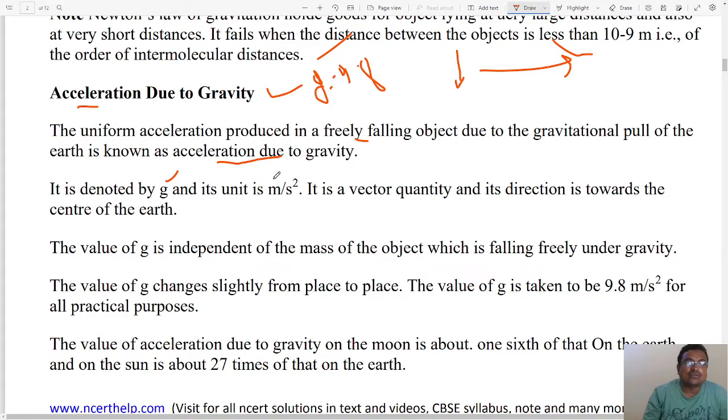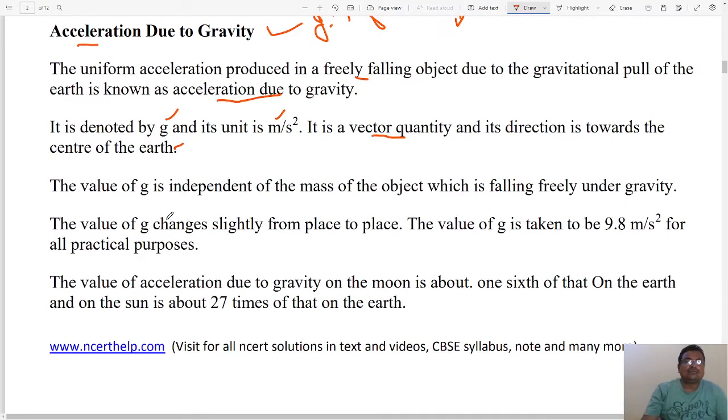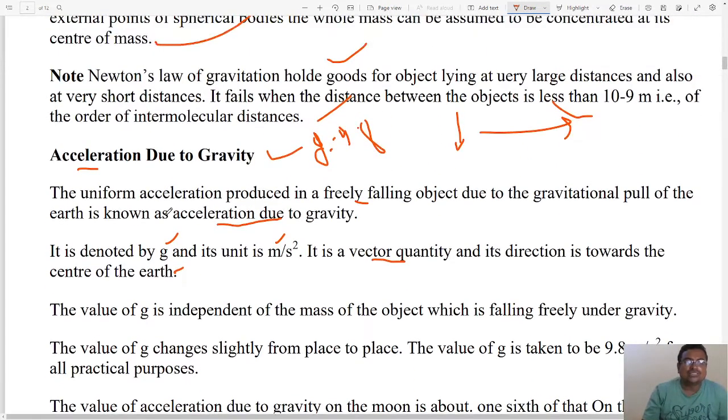The unit of acceleration due to gravity is meter per second square. Is it a vector quantity or a scalar quantity? It is a vector quantity. What do you mean by vector quantity? A quantity that has magnitude and direction. Its direction is toward the center of the Earth. The value of g is independent of the mass of the object. So small g is equal to capital G M by r square. So acceleration due to gravity does not depend upon the mass of an object.